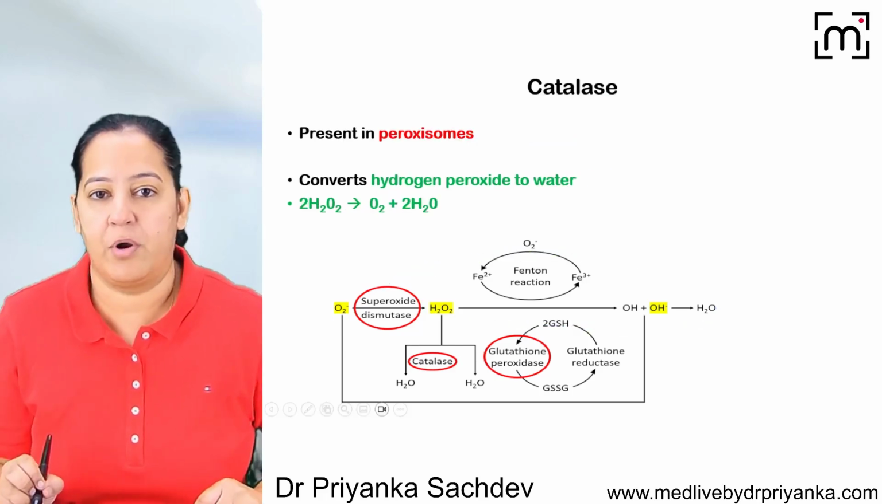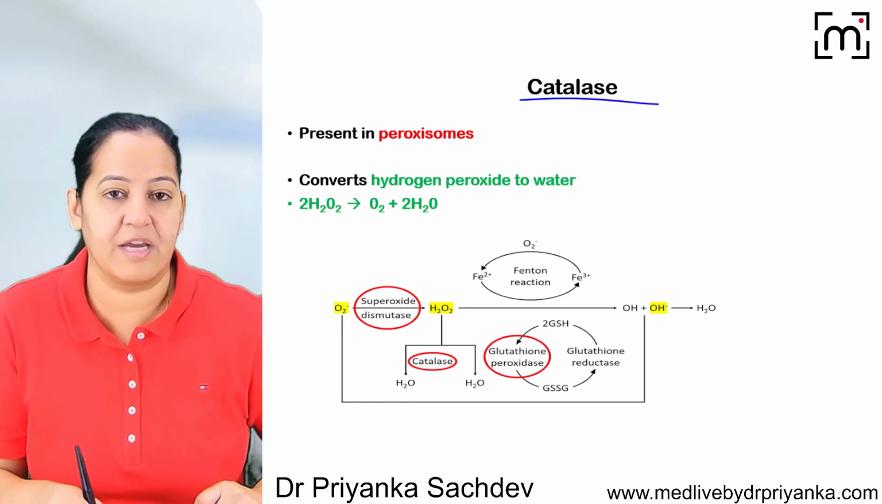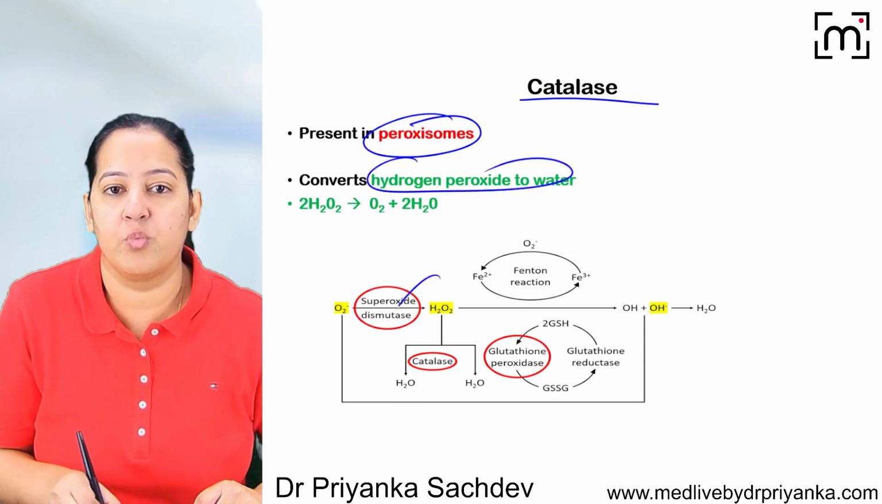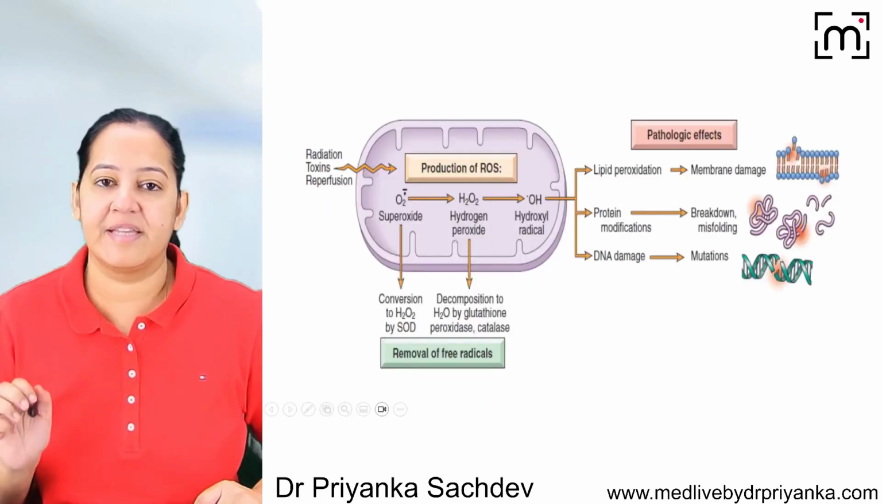That is glutathione peroxidase. And the third one, catalase, is not present in mitochondria. It is not present in cytoplasm. It is present in peroxisome. And it directly converts hydrogen peroxide to water. So those are the three enzymes that I taught you.